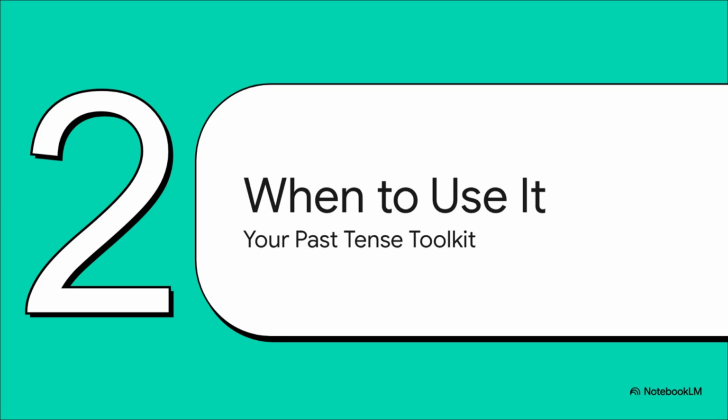Okay, we know how to build it, but when are the key moments to actually use it? Let's break down the most common scenarios where you'll want to pull this tool out of your toolkit. There are really three main situations where the past perfect is your absolute go-to. Think of them as its three most important jobs: showing the sequence of events, explaining cause and effect, and reporting speech. Let's take a look at that first one.